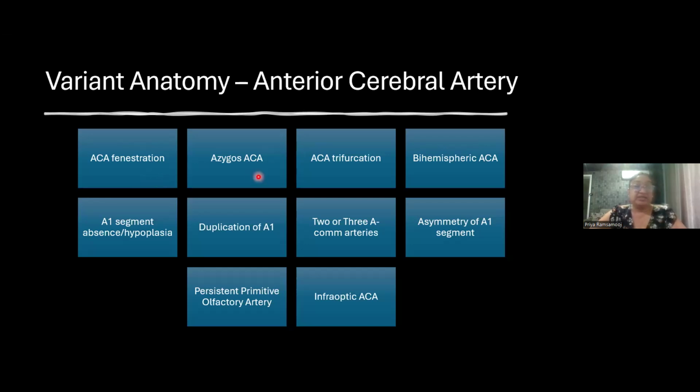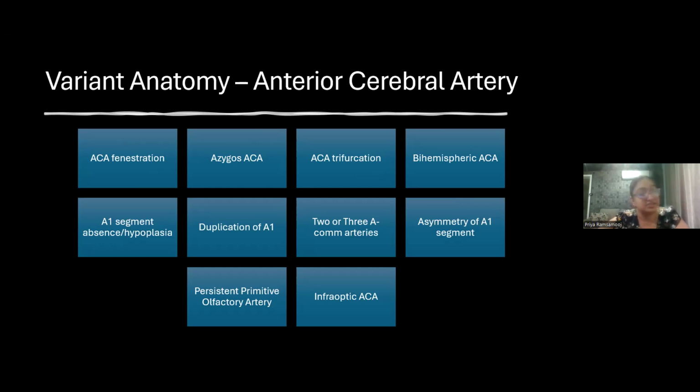Azygous ACA, where the territories tend to be supplied by a single A2 trunk. You can have ACA trifurcation, where you have three A2 segments, in fact, and the incidence is as high as 7.5%. You can have bihemispheric ACAs, where you end up with a hypoplastic A2 segment, right? And a contralateral, because one side is hypoplastic, the other side then becomes dominant in essence to supply. You can have A1 segment absent, so hypoplasia, the duplication of A1, 2 or 3 ACOM arteries, asymmetry of A1 segments.